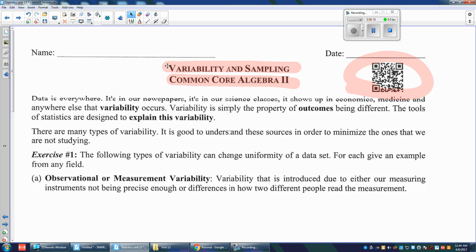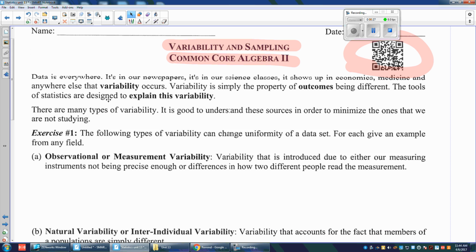So what we're going to be doing is talking about statistics. Statistics is looking at the data and trying to figure out how to present it in a meaningful way. Data is everywhere. It's in our newspapers, it's in our science classes, it shows up in economics and in medicine, and anywhere there's variability. In other words, things can change, they're not consistent. Variability is simply the property of outcomes being different. The tools of statistics are designed to explain this variability.